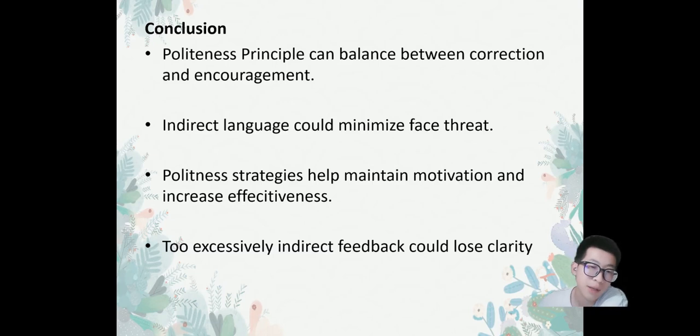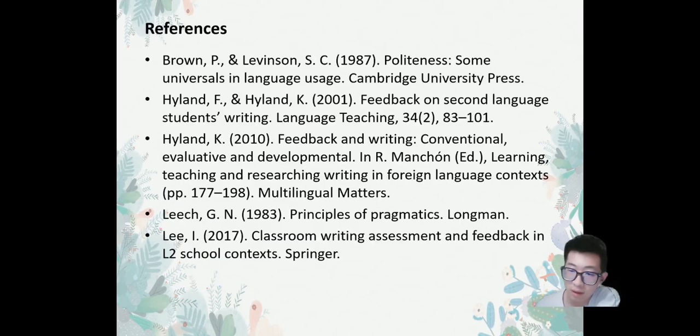The third one is that strategies help maintain motivation and increase effectiveness. By giving feedback in a softer way, students can accept the advice effectively, and it's easier for them to know how to avoid these mistakes and improve the next time. The last one is that excessively indirect feedback could lose clarity. And the last part is the references.